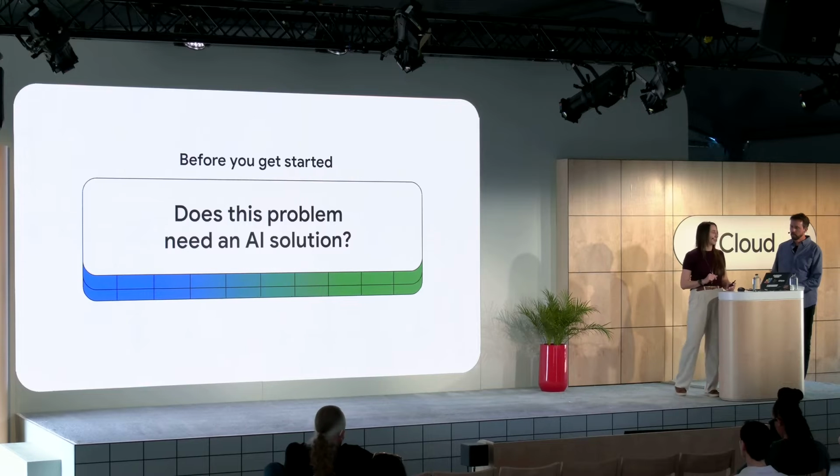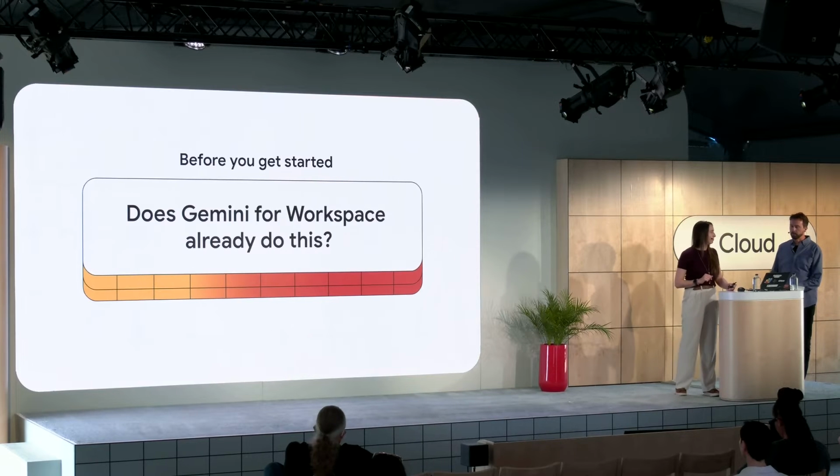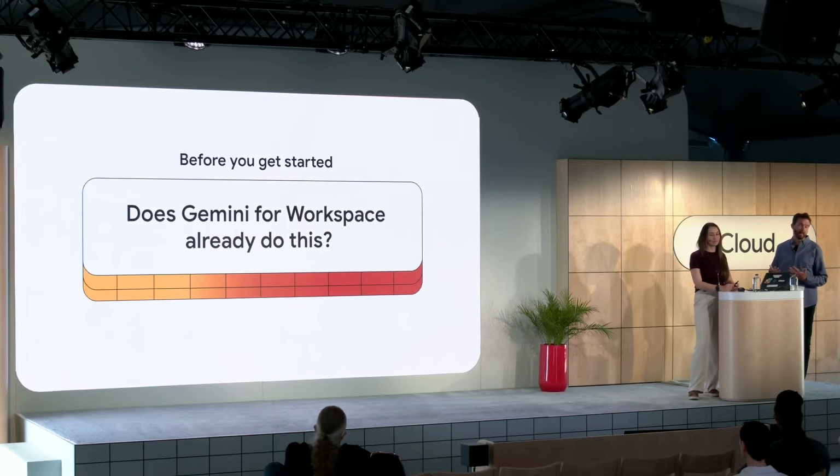Charles, what's the next thing we should think about? The next thing you want to do is make sure that you're not competing with some great out-of-the-box functionality. And again, this isn't new. If you've built solutions in the past, you know that out-of-the-box Workspace offers so much value that there's no point in reinventing the wheel if there's a great feature coming.